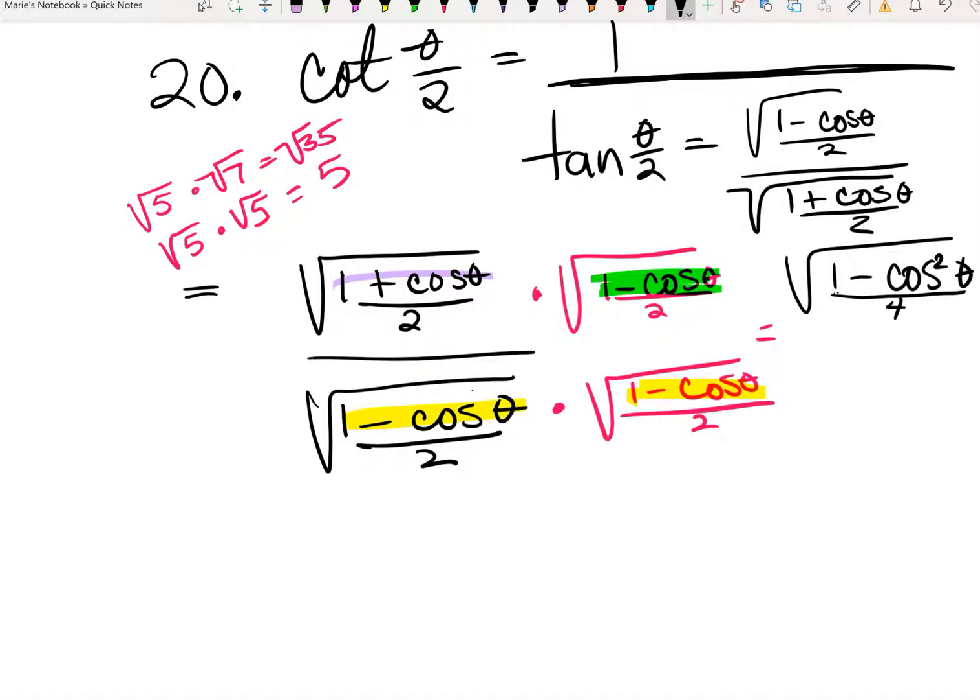Okay, so I just multiplied them at this point. I haven't done anything with the radical yet. The bottom part, I end up with the square root. Now this time, the radical goes away because they are the same. So I end up with, in this case, 1 minus cosine theta, and I will end up with a 2.